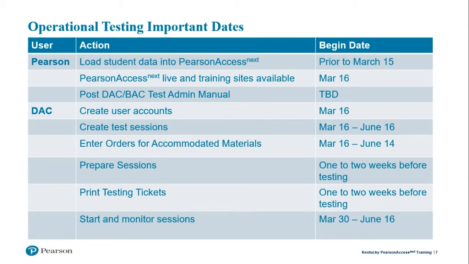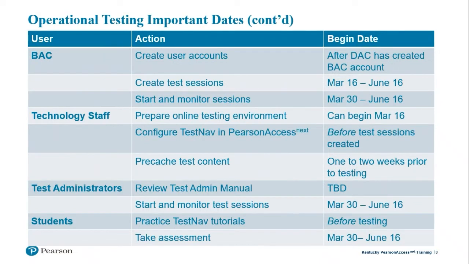Also on March 16th, the DACs can create any user accounts that they need to. DACs can also start to create test sessions, enter additional orders for accommodated materials. The second table here shows some of the same information, but it's for different users: the BAC, the technology staff, test administrators, and students. Again, some of these are the same dates as the DAC on the previous slide.